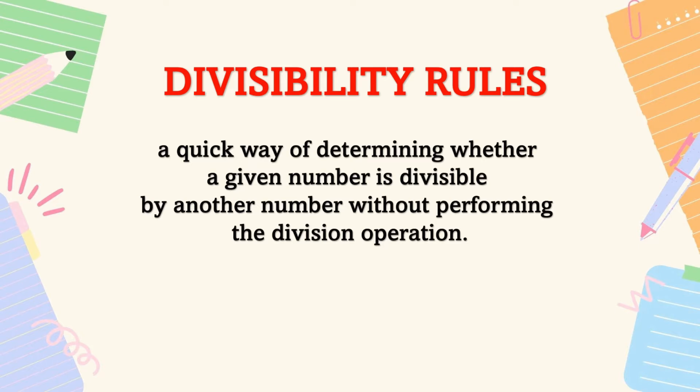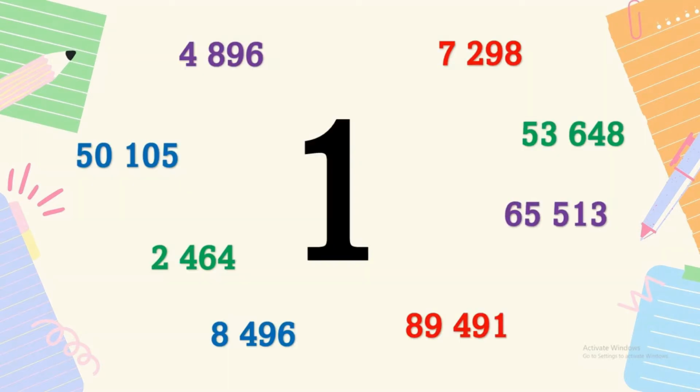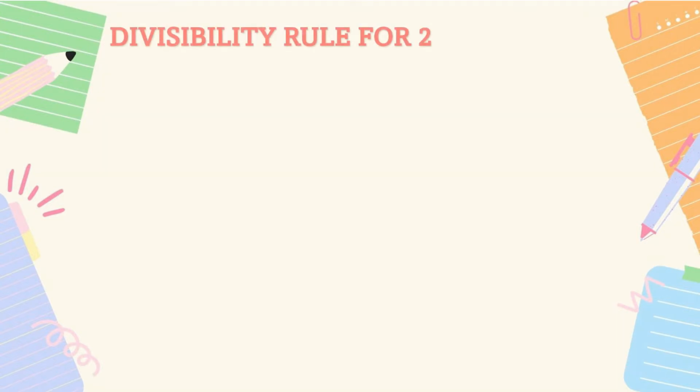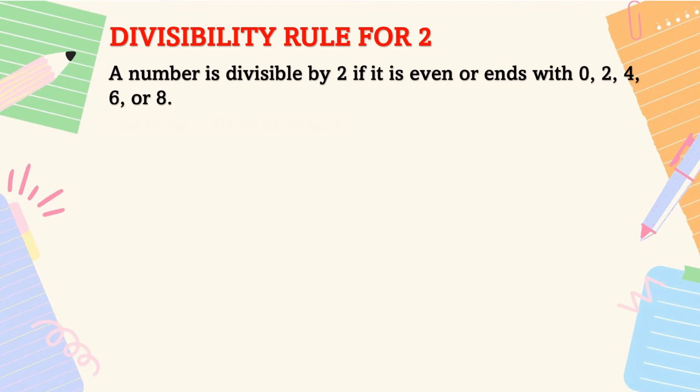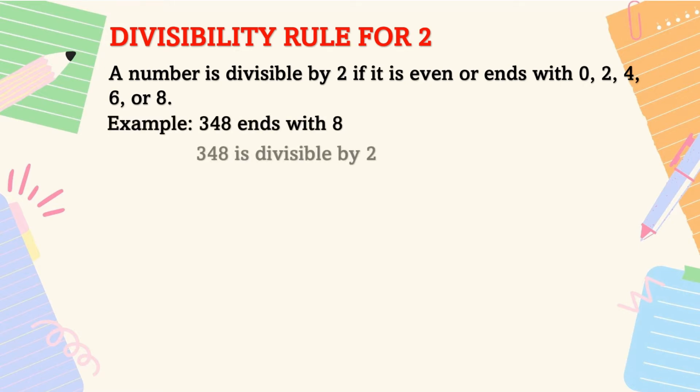Now kids, since any number is divisible by 1, we will not include 1 in our divisibility rule. We will start with the divisibility rule for 2. A number is divisible by 2 if it is even or ends with 0, 2, 4, 6, or 8. For example, 348 ends with 8. Therefore, 348 is divisible by 2.